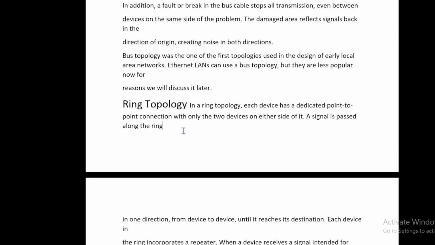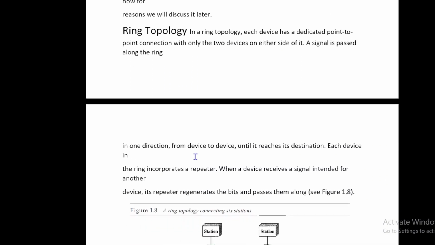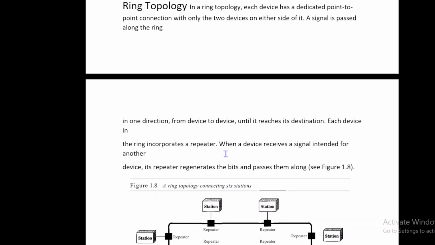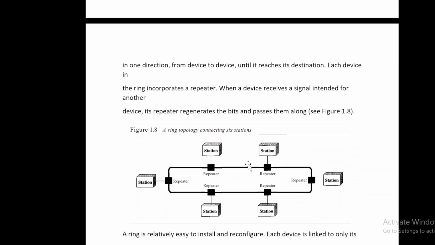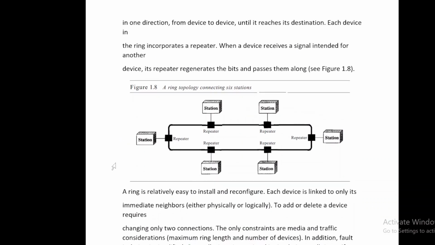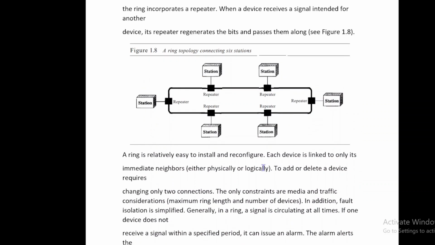Ring topology. In a ring topology, each device has a dedicated point-to-point connection with only the 2 devices on either side of it. A signal is passed along the ring in one direction, from device to device, until it reaches its destination. Each device in the ring incorporates a repeater. When a device receives a signal intended for another device, its repeater regenerates the bits and passes them along. See Figure 1.8. A ring is relatively easy to install and reconfigure.